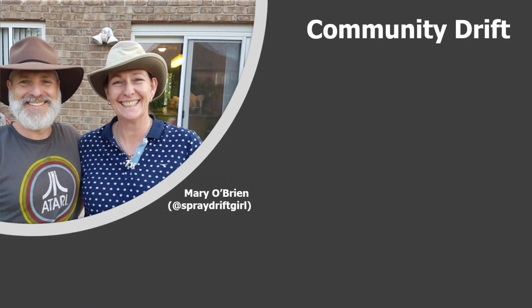We're getting near the end. You're doing well. I will talk about one of the other factors of volatility that made dicamba so bad in the States, and that's a concept called community drift. It was Mary O'Brien, who goes by Sprague Drift Girl down in Australia, that coined the phrase. We had her visiting, and she said it's kind of like this.